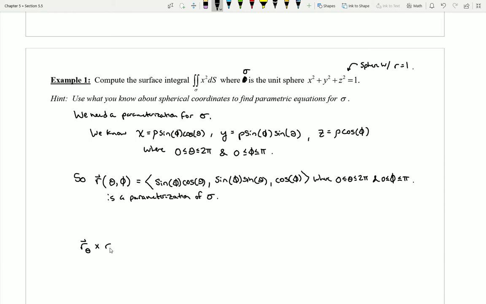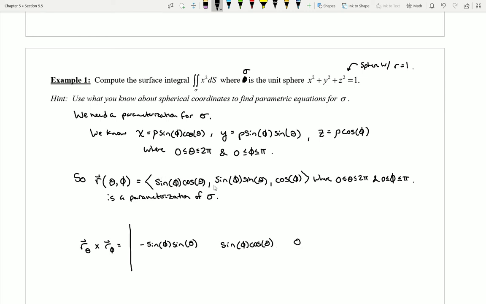cross r phi. Okay, so if I go ahead and compute this, let's see what we have. I'll write my derivative with respect to theta first. In this case, if I do my partials with respect to theta, let's take a look carefully here. I'm going to have to take the derivative of that cosine, and I'm going to end up with a negative sine phi sine theta. I'm going to end up with a sine phi cosine theta, and then I'll end up with a 0.